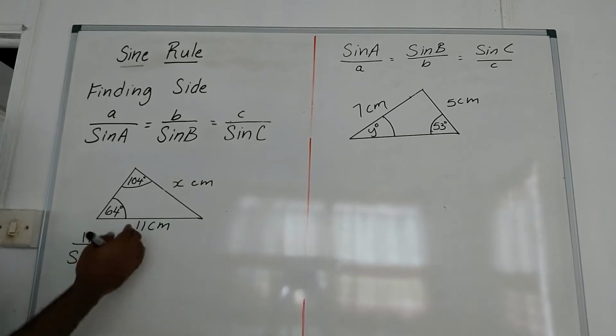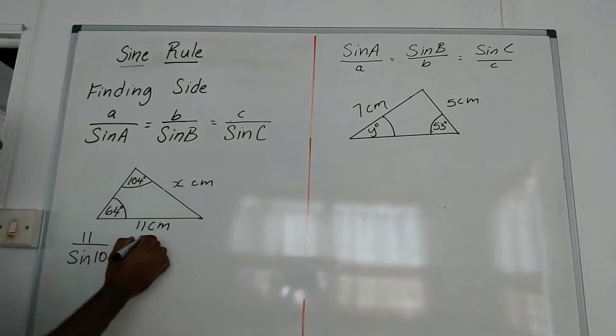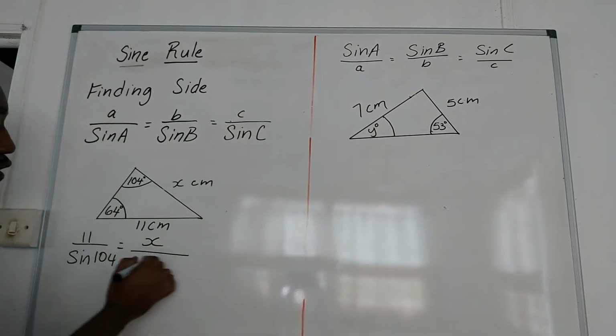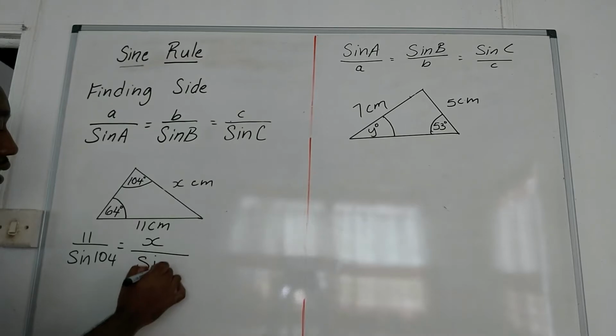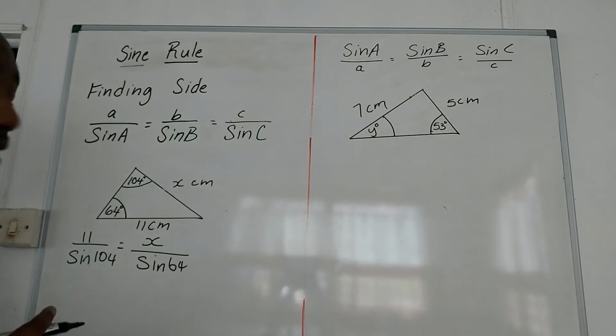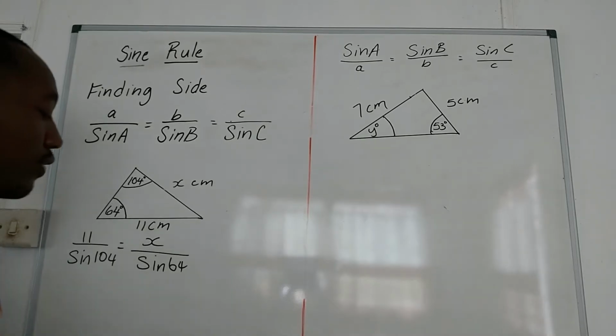104. So ensure the side that we use, the denominator is the angle opposite that side, and the side that we need, which is x, and the angle opposite over sine 64. Now, our next step, remember we're finding the value for x. So we will transpose our formula to make x the subject of the formula.